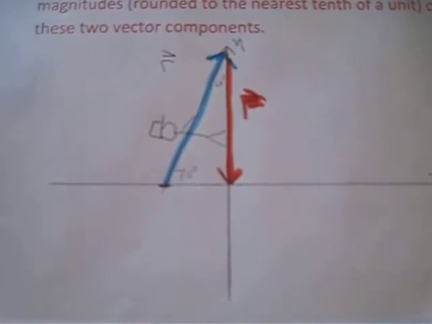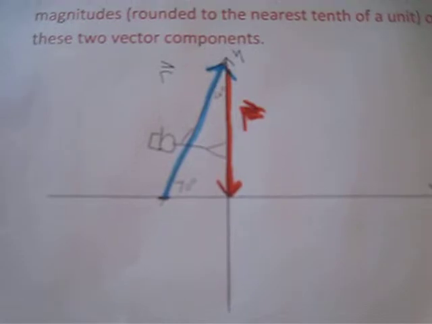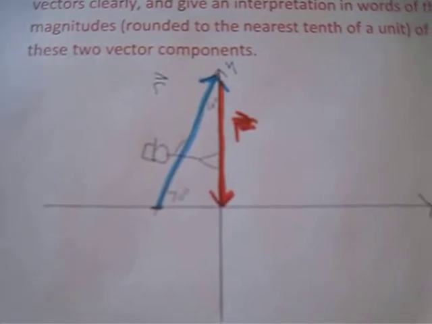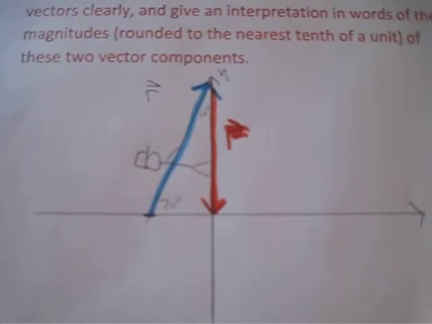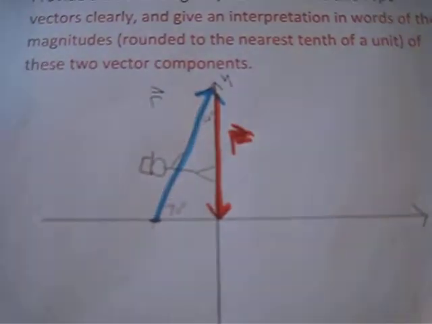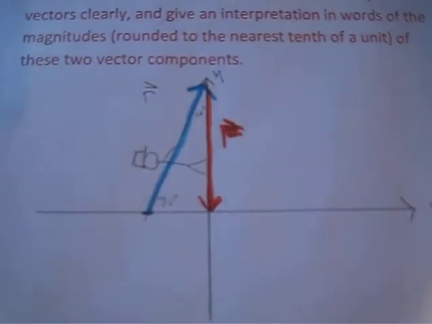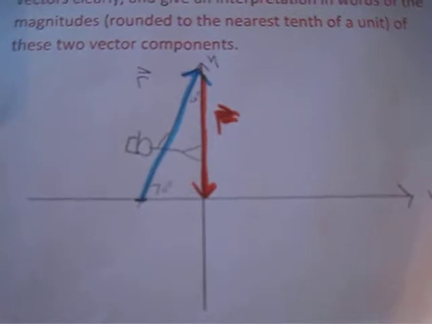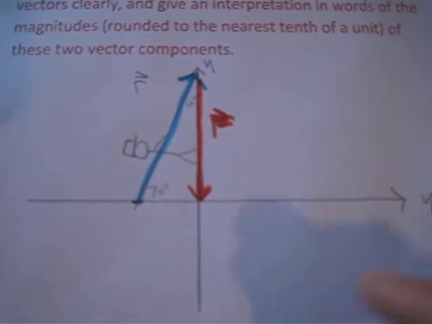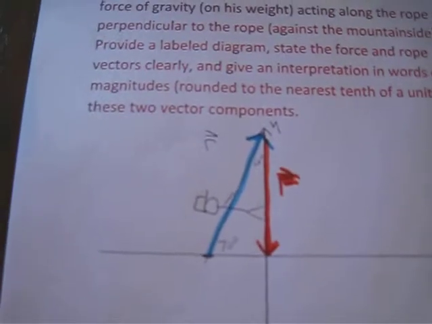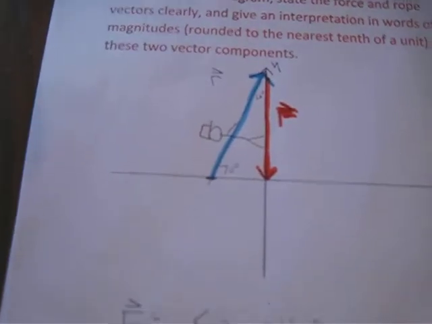Now, again, the problem asks to determine the components of the force of gravity on his weight acting along the rope and perpendicular to the rope. So that should give you a heads up that we're going to be doing vector projection. First of all, the component of the force of gravity acting along the rope will be the projection of F onto R. But before we get to that, we just need to state our vectors real quick.